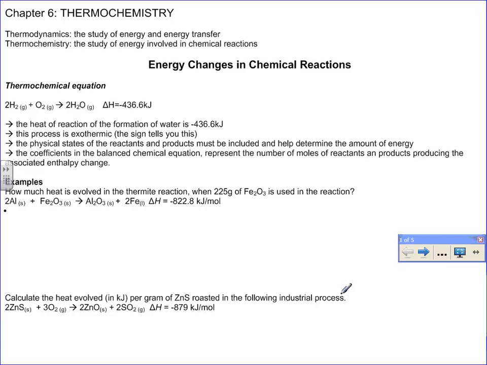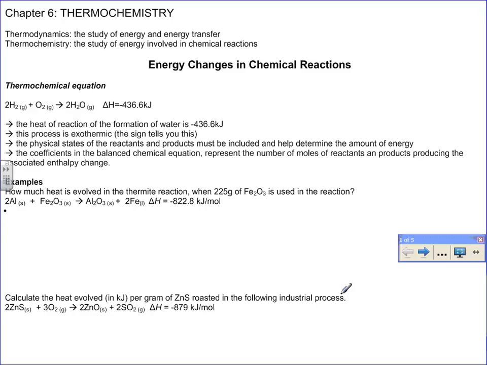Chapter 6 covers the study of thermochemistry, and when we're looking at thermochemistry, it's actually an area of thermodynamics, and physicists are responsible for studying thermodynamics overall, which is the study of energy and energy transfer. When we study thermochemistry, we're specifically studying the energy involved in chemical reactions.